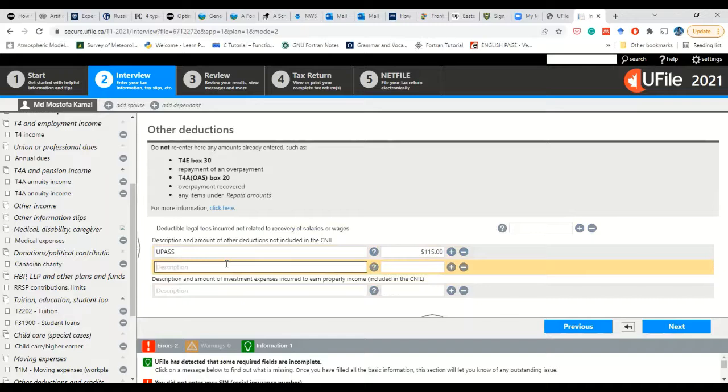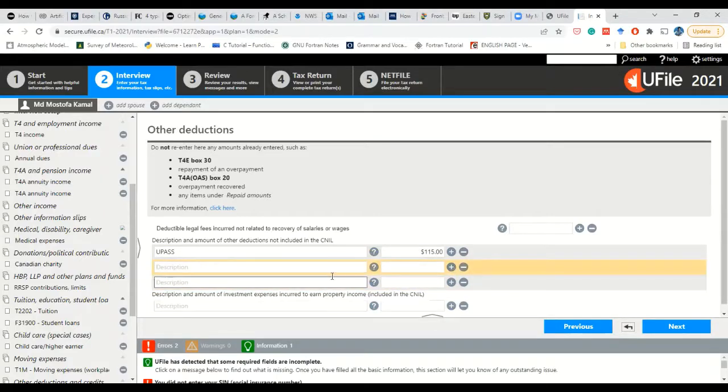Let's say I paid some $6.60 to the Canadian Federation of Students. I can claim this one, and then the wellness center fee. I paid some wellness center fee, around $30-40. You can claim these things here. These are others. We did not get any forms where we can submit all this information.